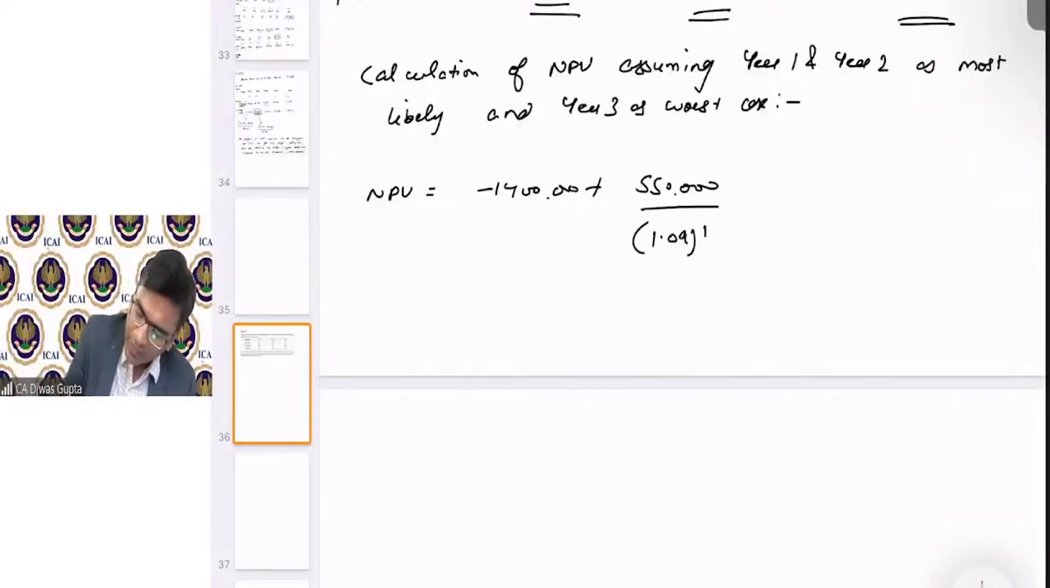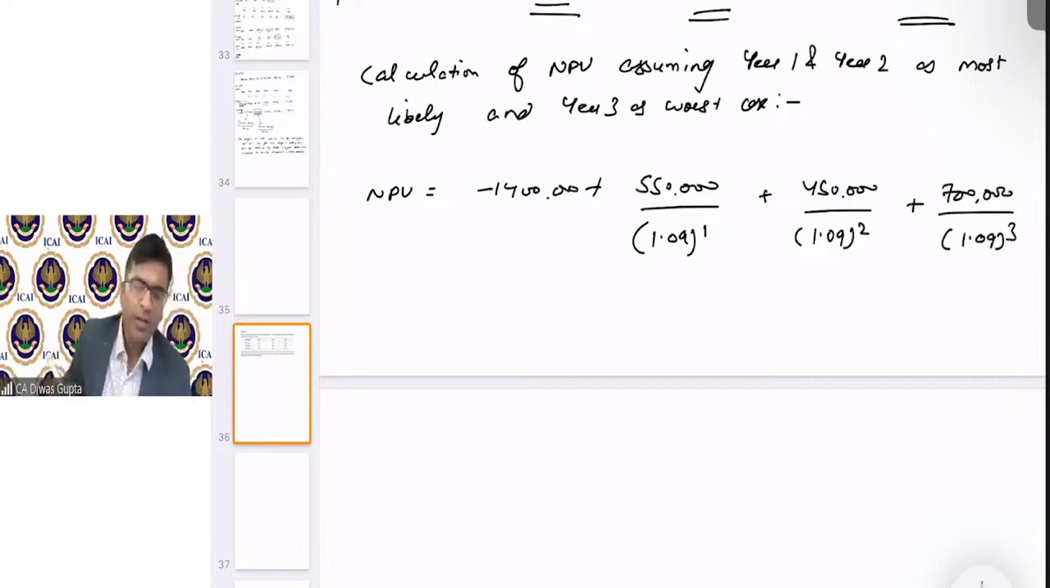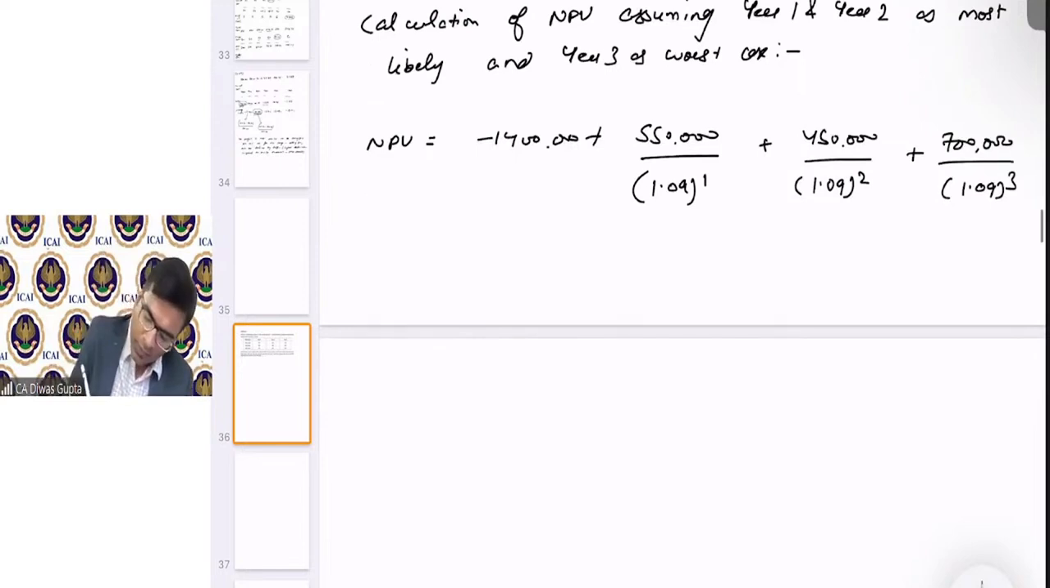1.09 raised to the power 1, plus 4,50,000 over 1.09 raised to the power 2, plus 7 lakh over 1.09 raised to the power 3. So hence NPV becomes 23,871.